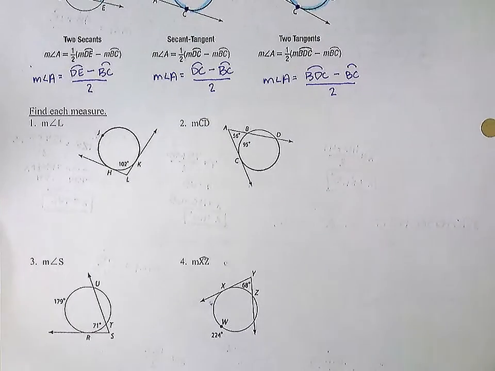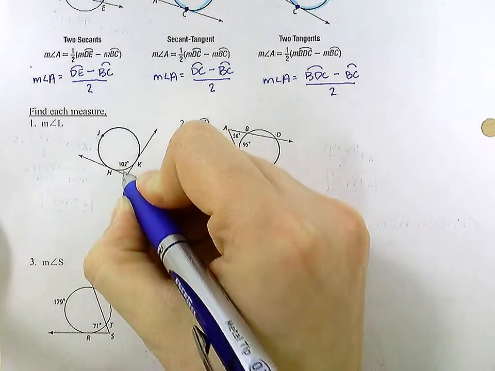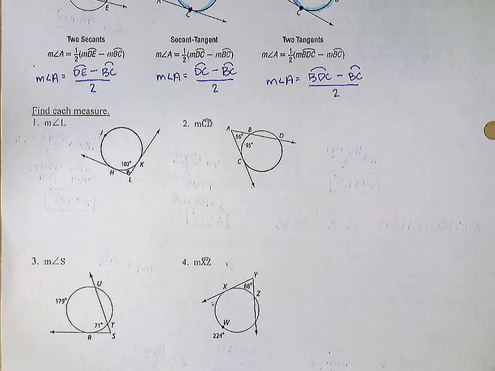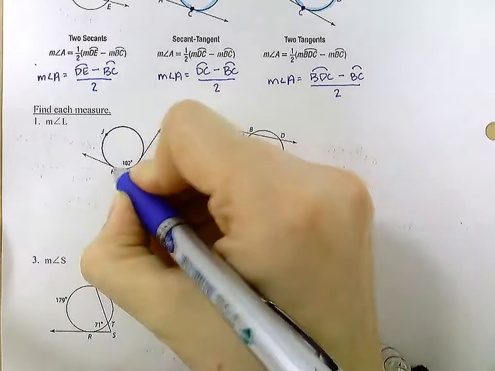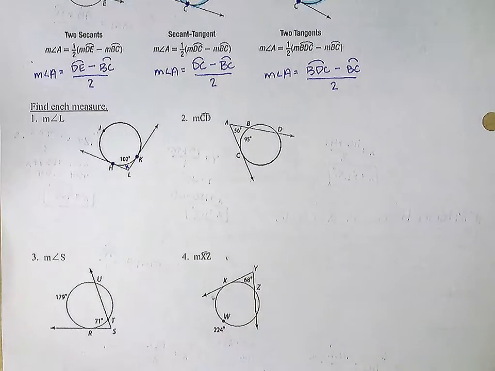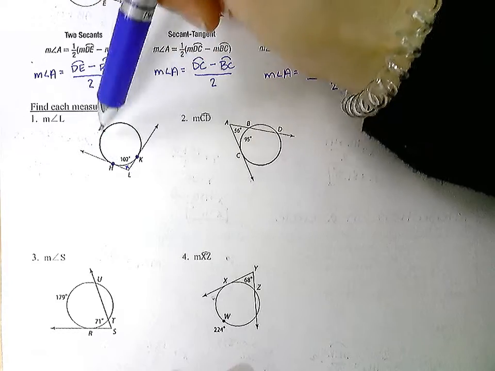All right, so looking at our examples here, number 1, we want to find the measure of angle L. So we're looking for this angle right here. This one you have 2 tangents that intersect outside the circle. So I have a point of tangency at H and at K. Now I'm only given arc KH. That's 102. To find this angle, I need this arc HJK.